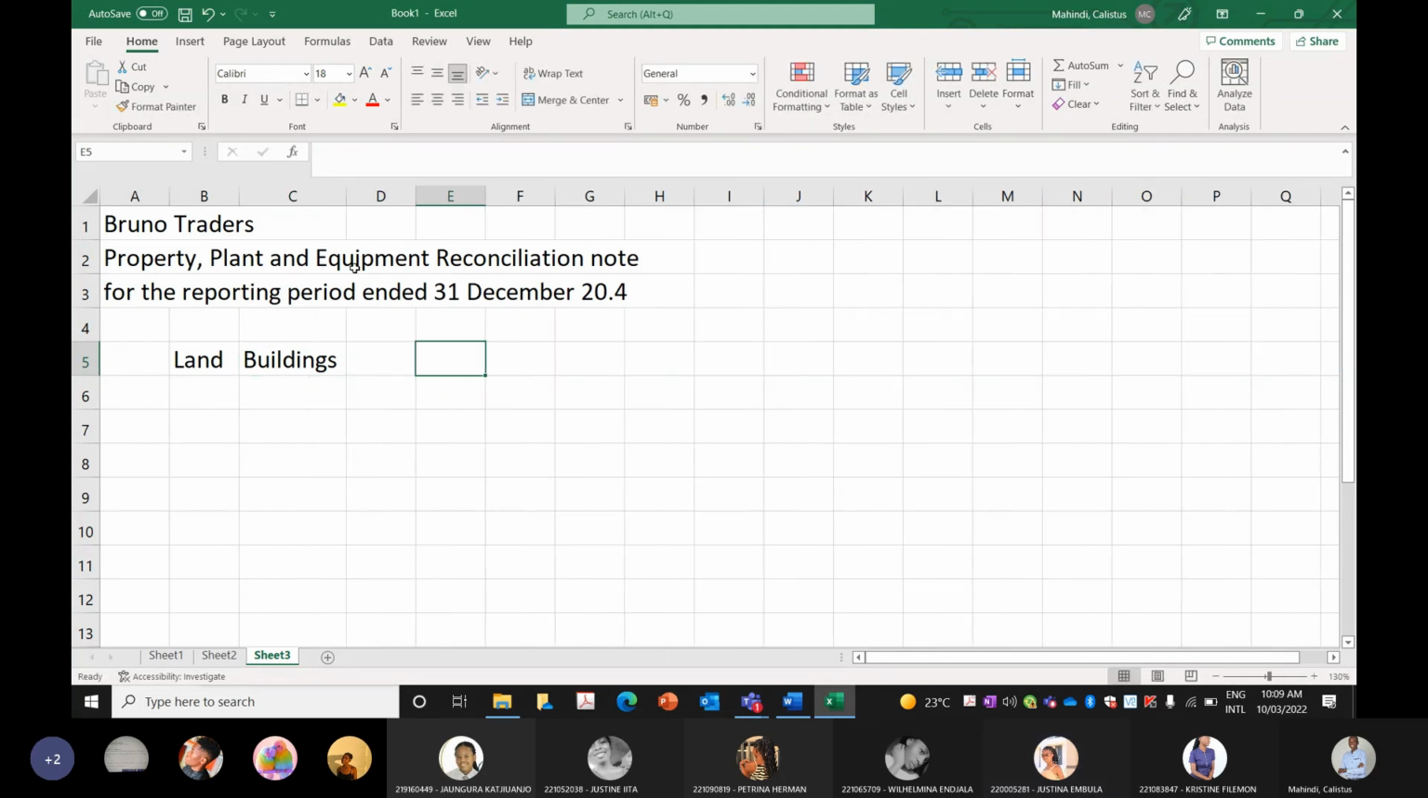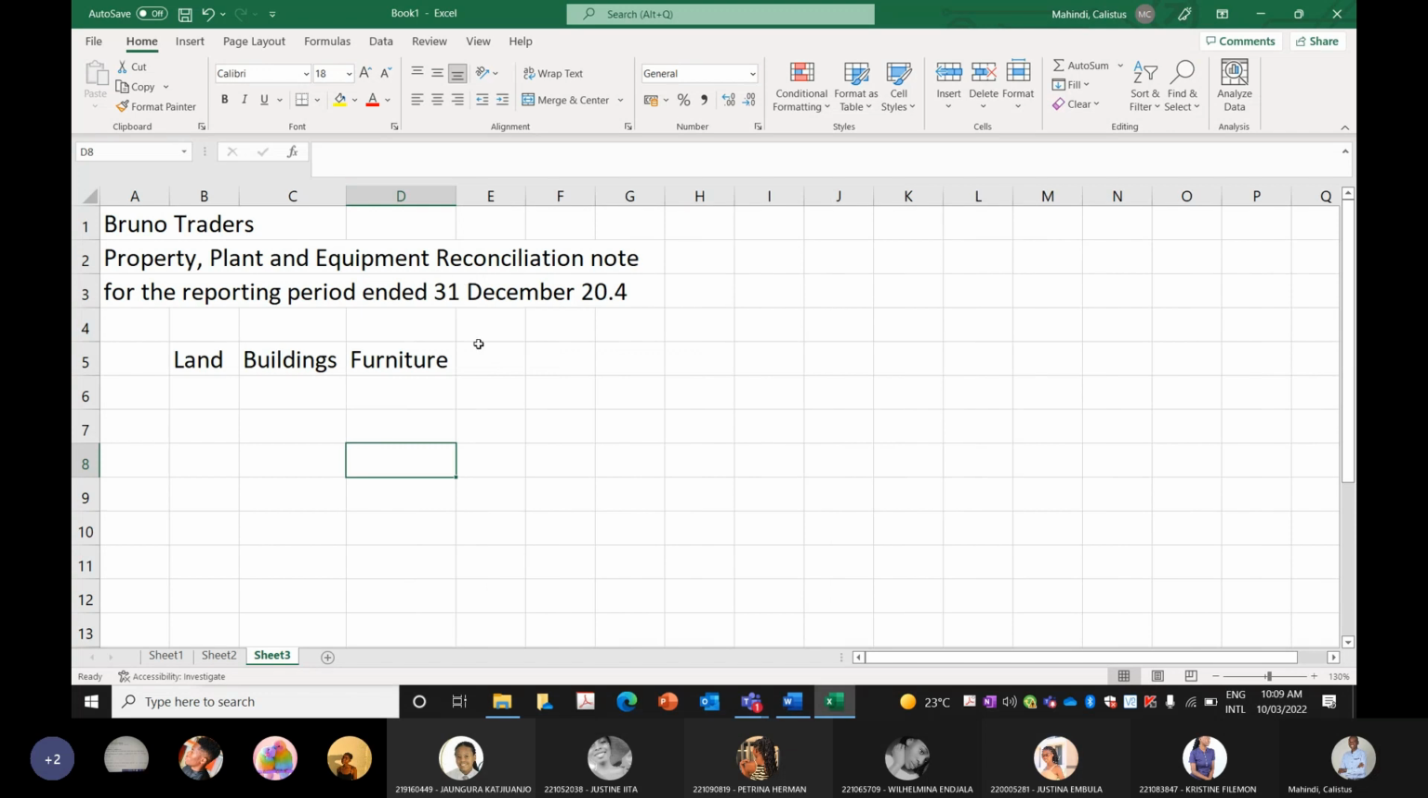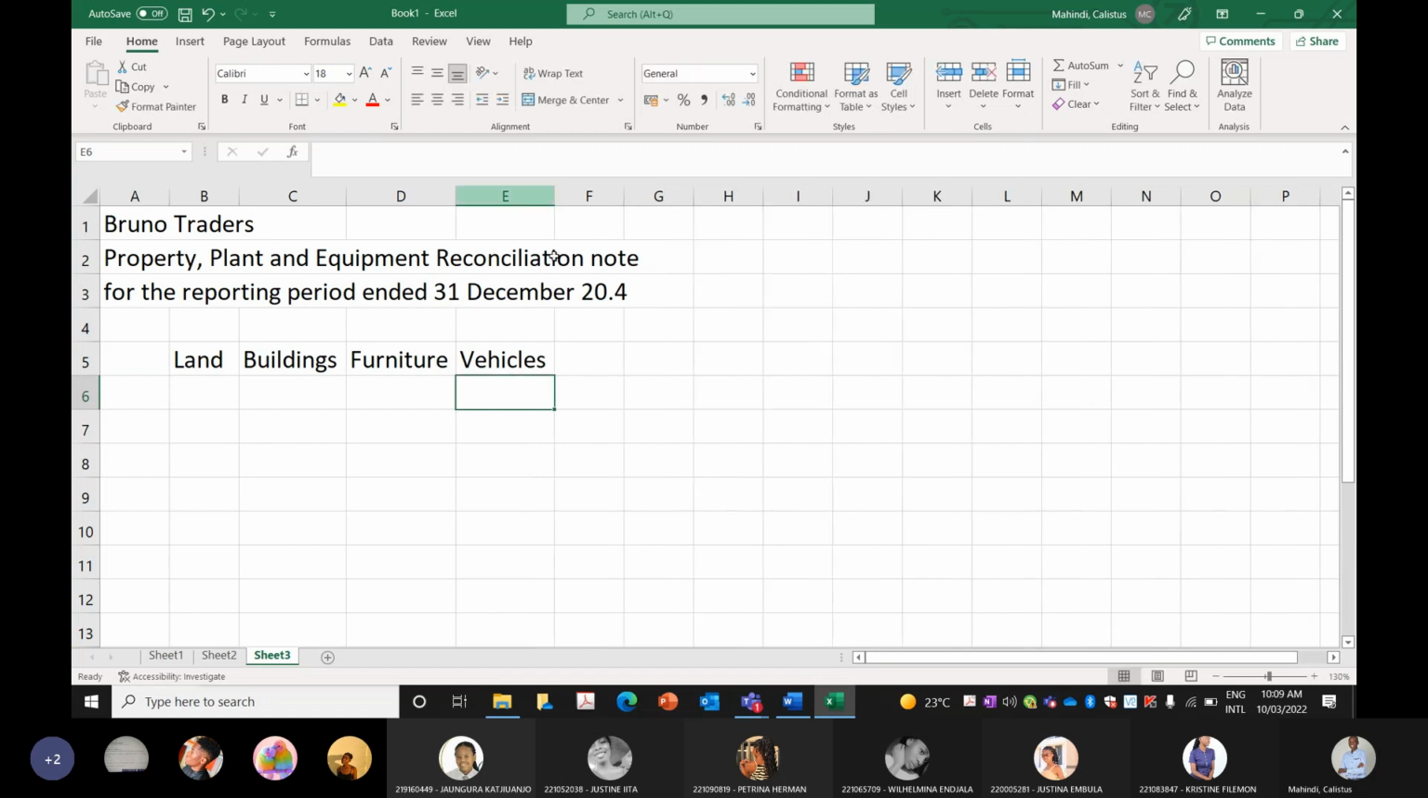So in this question, we had land, buildings, and furniture. We have vehicles as well. Right. And then we put a total column. Now, in most questions in a test situation, they won't really require you to put a total column. In most instances, it is usually not required. But if it's silent, then just put the total column.